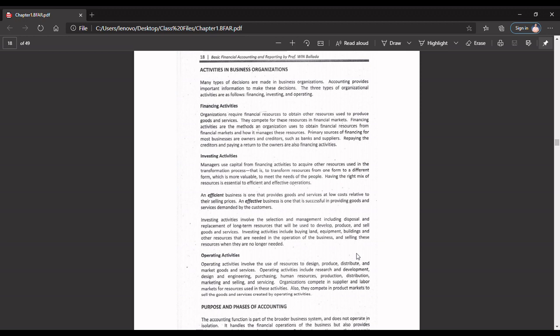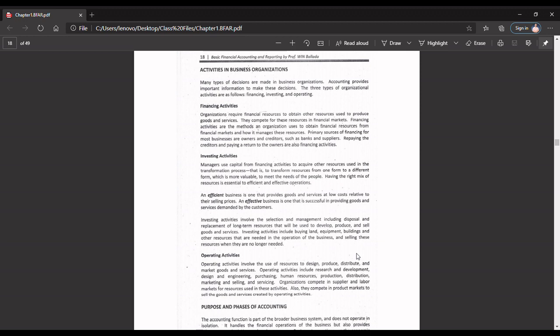Selling their supplies, their inventory, those are types of operating activities. Paying interest from their liabilities, those are operating activities. As long as it affects income, it is considered operating activities. Next, we have financing activities.